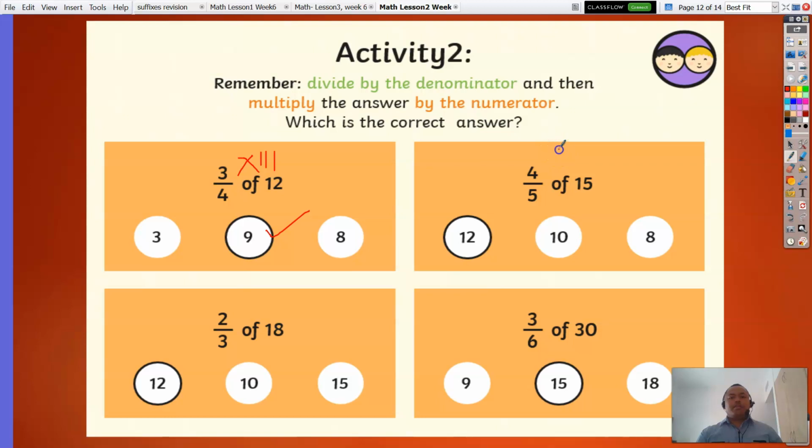Here is 5: 5, 10, 15. 4 times 3 is 12. And here is 3: 3, 6, 9, 12, 15, 18. So we got 6 times 2. The answer is 12. And finally, the 6 times table: 6, 12, 18, 24, 30. We got 5. 3 times 5 is 15. So the answer is 15.